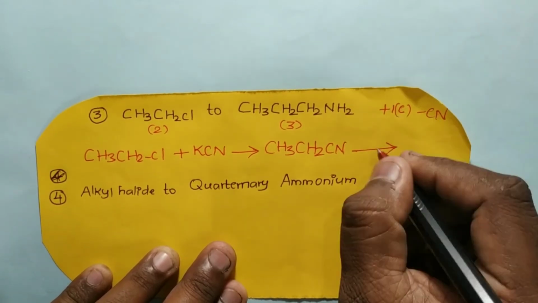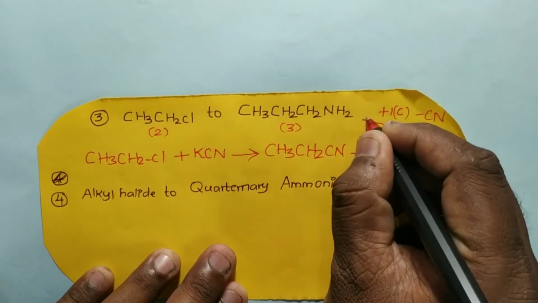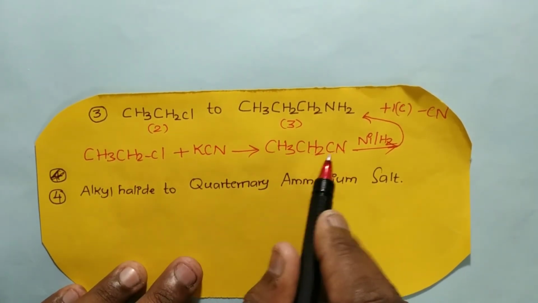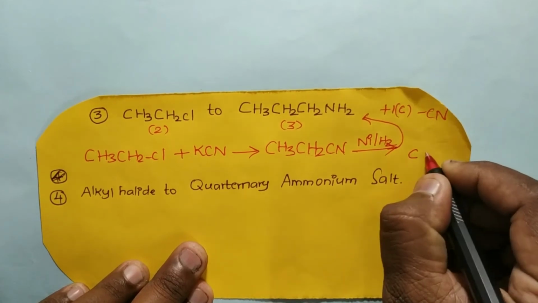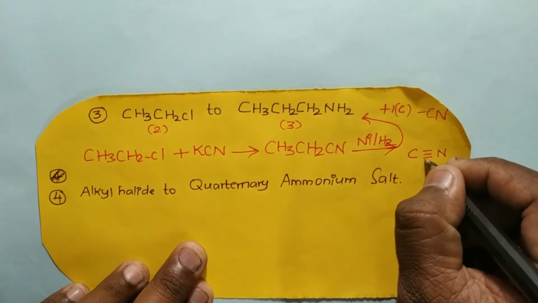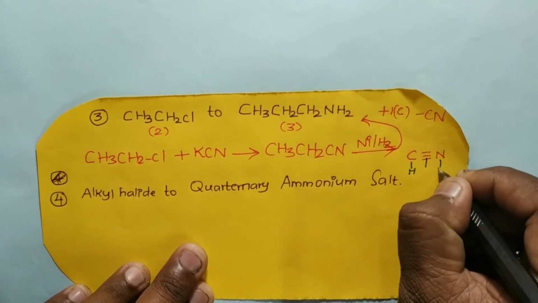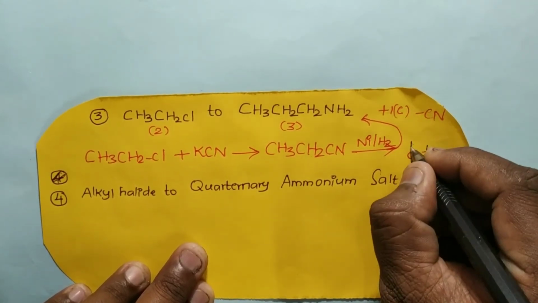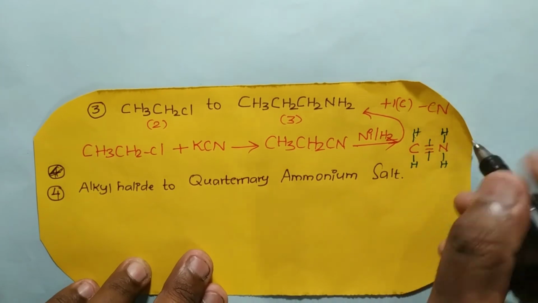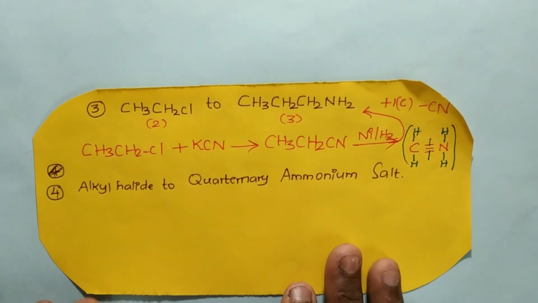If I reduce it with nickel and hydrogen, I will get the product CH3CH2CH2NH2. The C triple bond N is there; if I add hydrogen with nickel, this bond breaks and hydrogen is added in place of that bond. So CN is getting converted to CH2NH2. Are you able to understand, students? This is very easy and very important also.